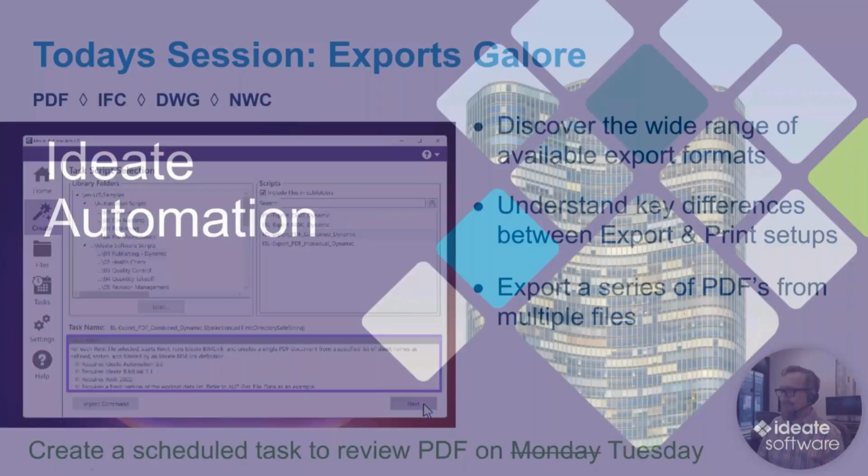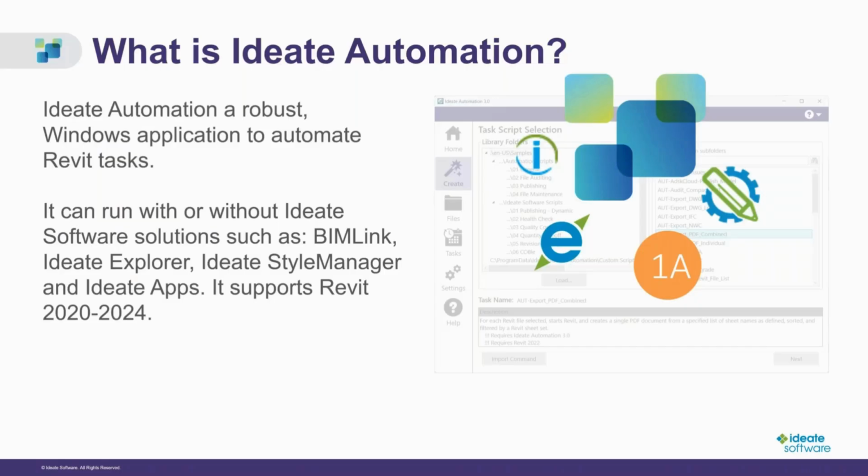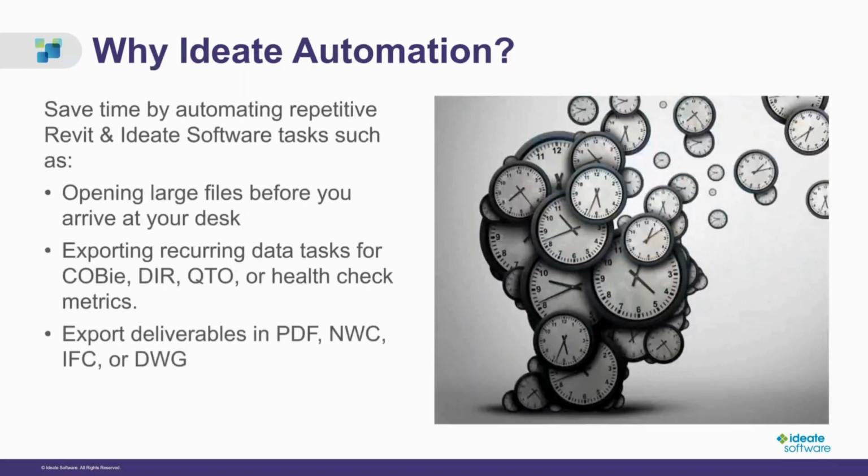So Ideate Automation, it's actually a Windows application that will automate your Revit tasks. So you open Revit, you don't find Ideate Automation in your Revit toolbar. It's compatible with 2020 to 2024 and beyond. And again, we can utilize other Ideate applications like BIMlink, Explorer, Style Manager, etc., to create complete results. But we really want it to be minimal input on the user end for you to be able to get these things done. So it's really all about saving time.